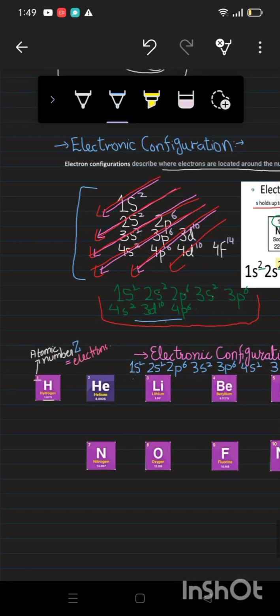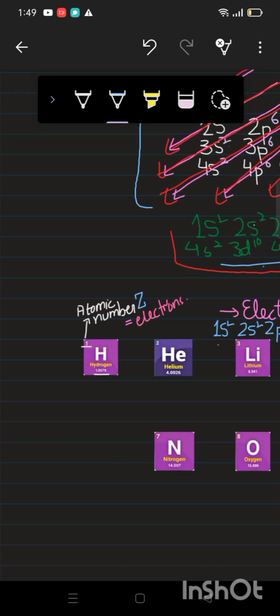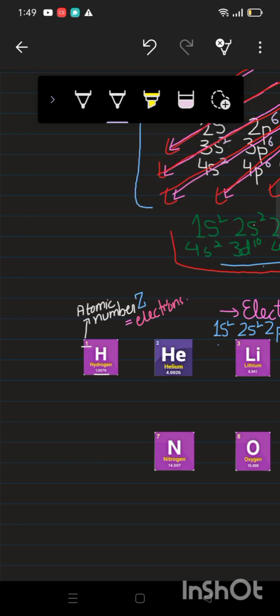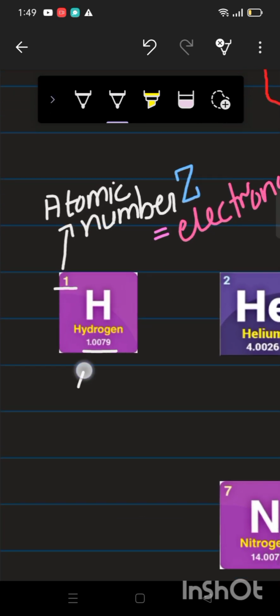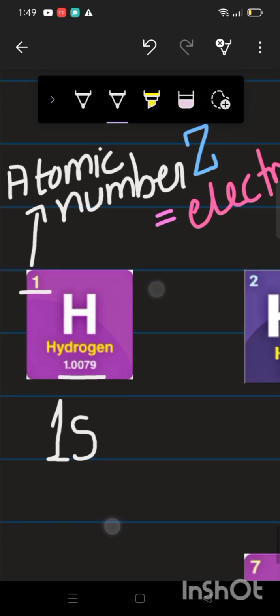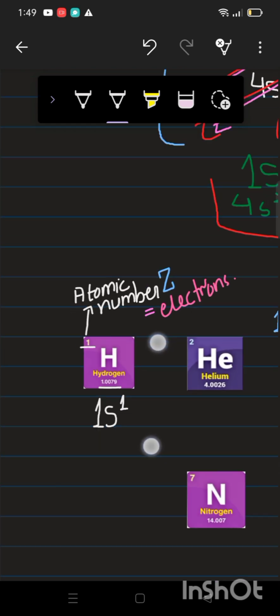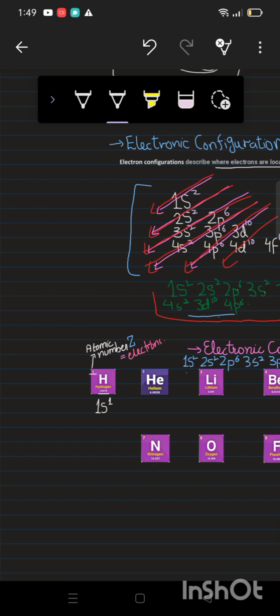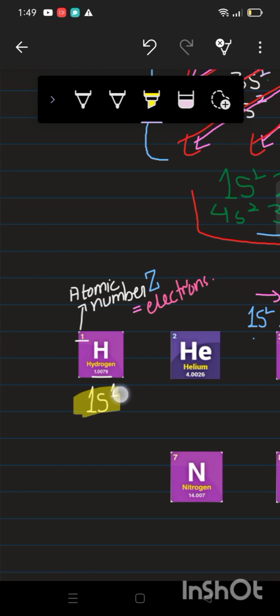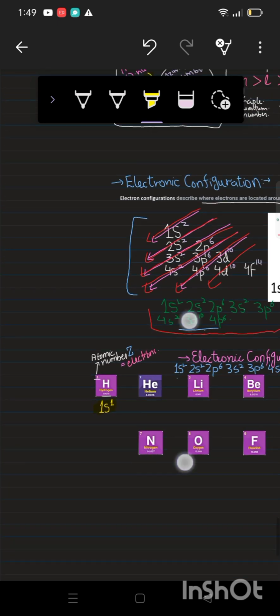Initially we need to fill this 1s2. We know that hydrogen has only one electron, so its electronic configuration would be, I'm writing with white, then I'm going to highlight it. 1s will hold 2 electrons, but hydrogen has only 1 electron, so it will hold only 1 electron. So 1s1 is the electronic configuration of hydrogen.